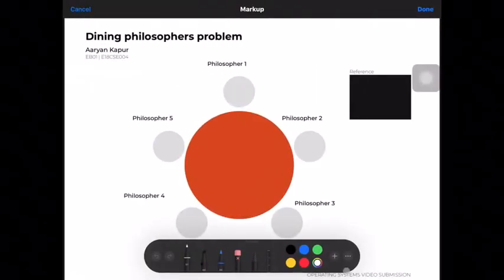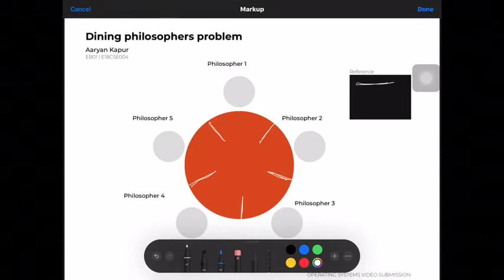Okay, so coming to the problem now. Let's imagine a scenario where five philosophers are sitting around a table. A philosopher can do two things. First is think. Second, whenever they get hungry, they eat. Now let's imagine there are five chopsticks, one in between every two philosophers. Whenever a philosopher wants to eat, he can pick up the two chopsticks adjacent to him and start eating.